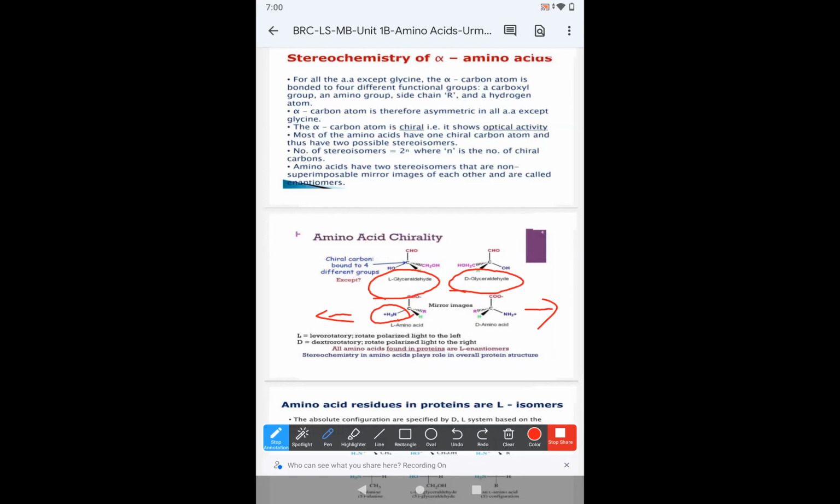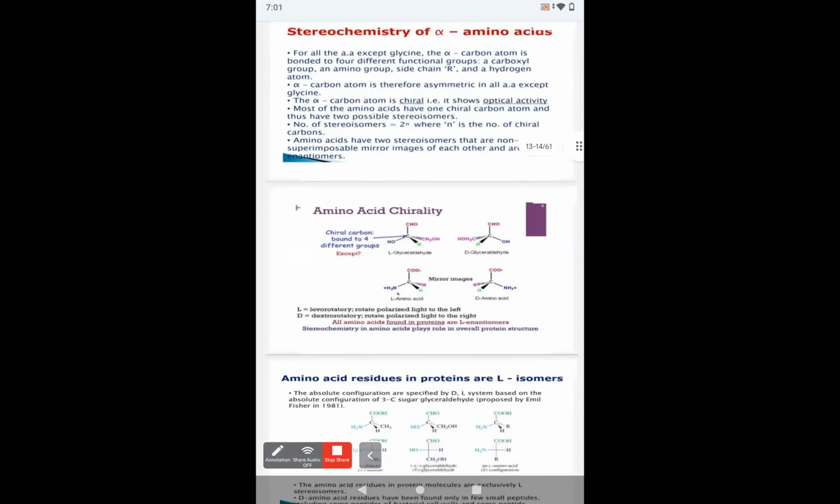So all amino acids found in proteins are L enantiomers. Remember that. All amino acids found in proteins are in which form? L amino acid form. This stereochemistry in amino acids plays a very important role in the overall protein structure. So that you remember.